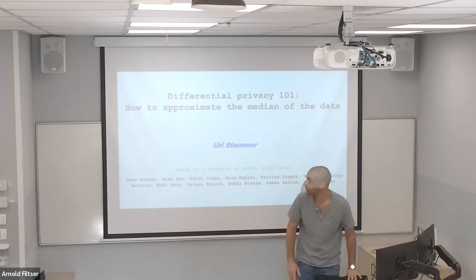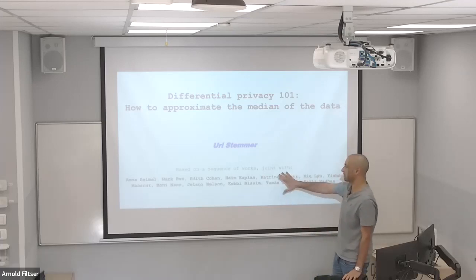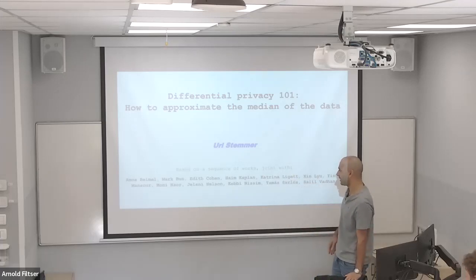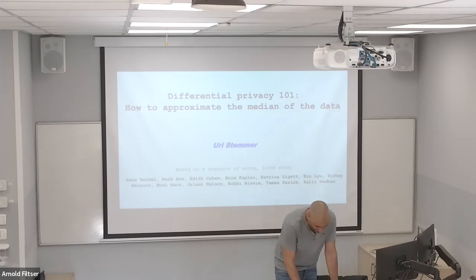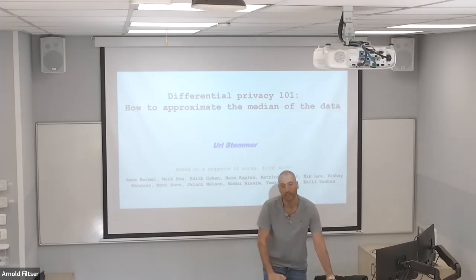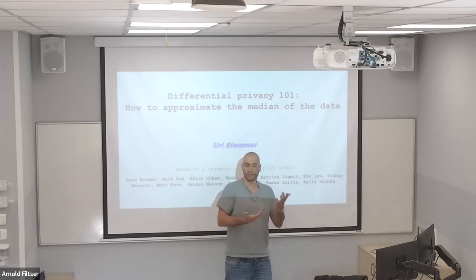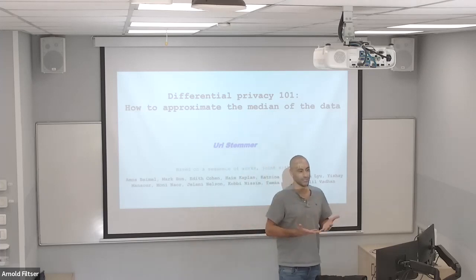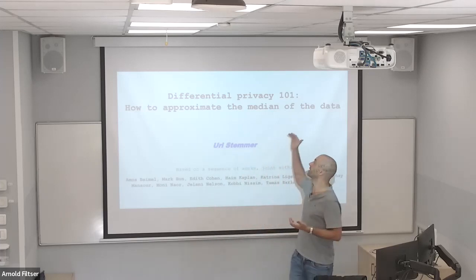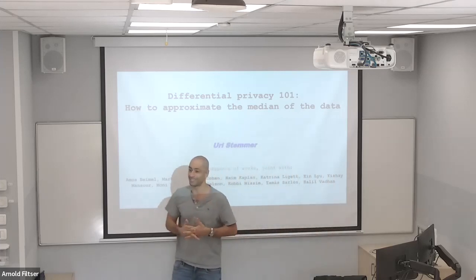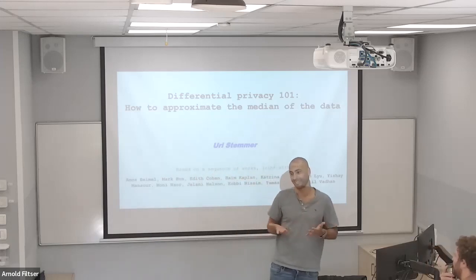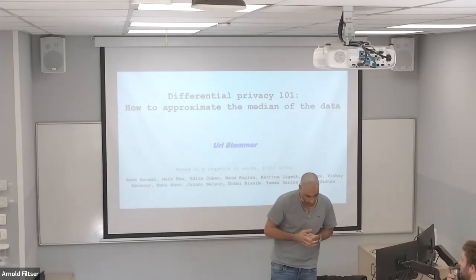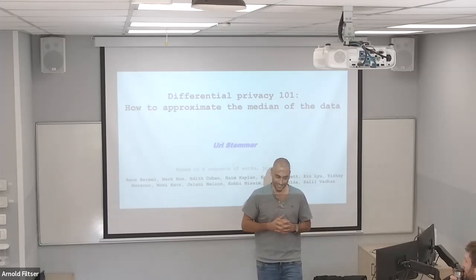So what I'm going to tell you about is based on a sequence of works with many people, in particular with Kobbi, who is here, but also all of these other people. And what I want to tell you about is something that I feel is one of the most basic problems in the literature of differential privacy: how do you approximate the median of the data? There are not too many problems which are more basic than that, I think. But I'll show you, the answer is not that simple.